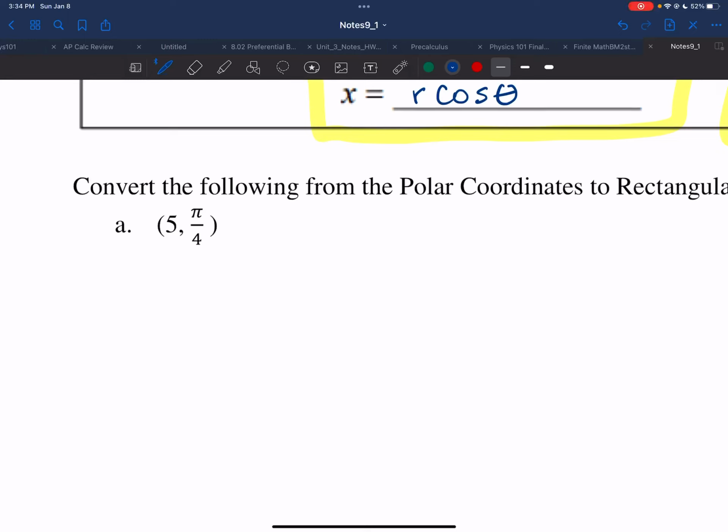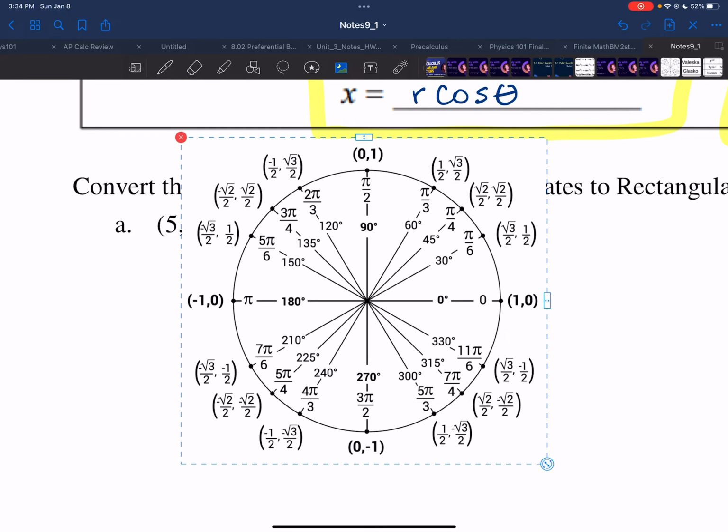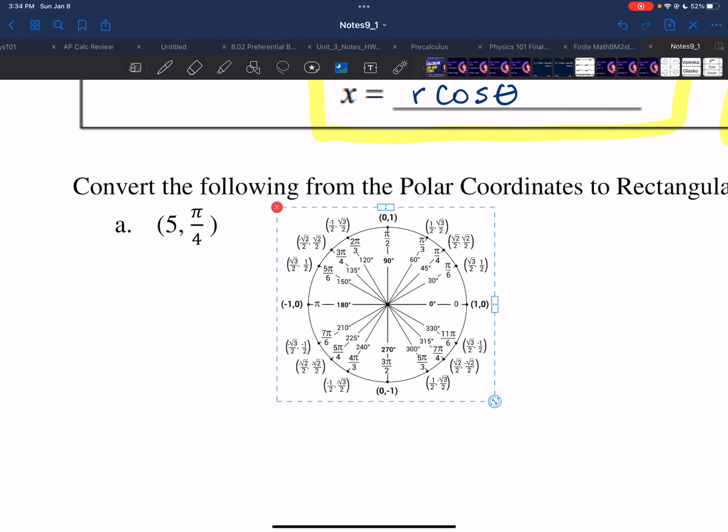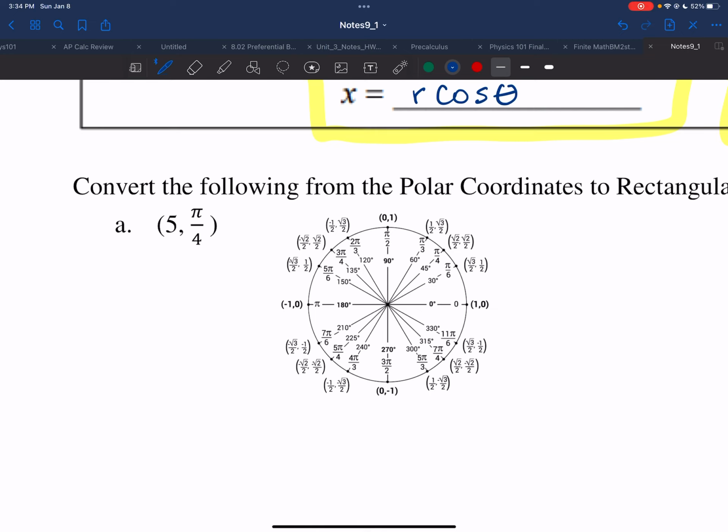Okay, now that you've had a chance to go through it, let's go ahead and take a look. I'm going to pull in a unit circle here. Let me minimize it so it's not taking up all the room. All right, so pi over 4, we have this coordinate right here, right? That is if our value was 1, because this is the unit circle.